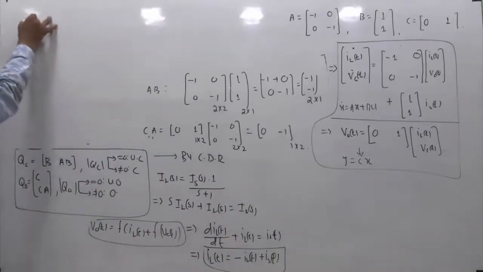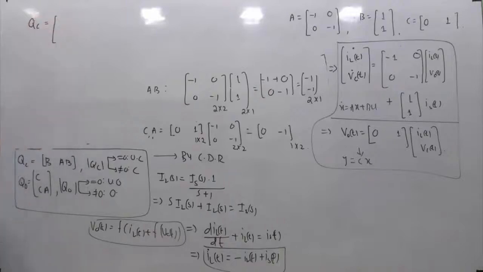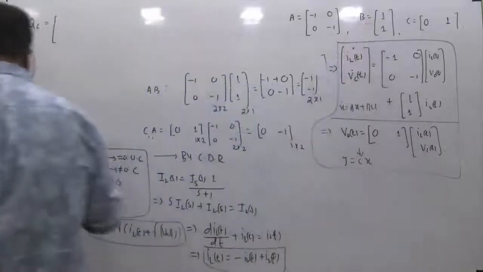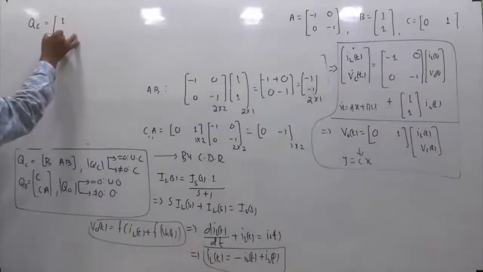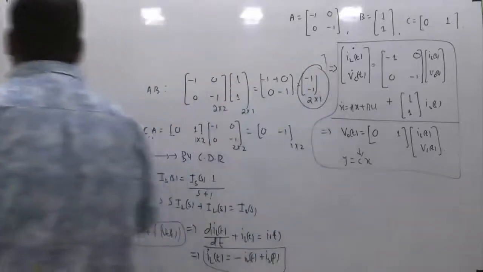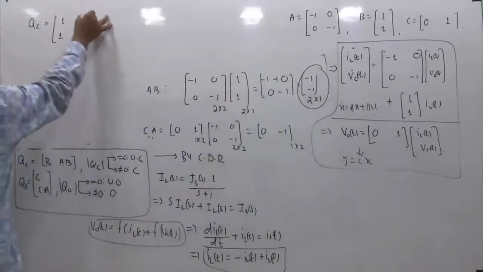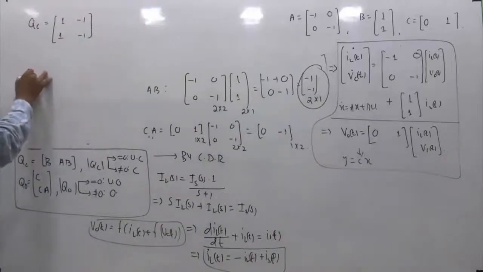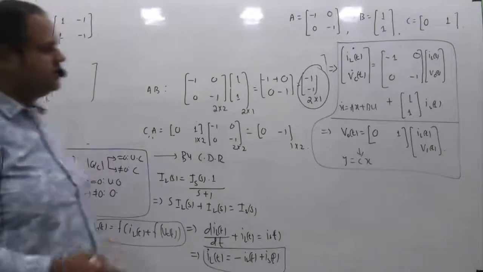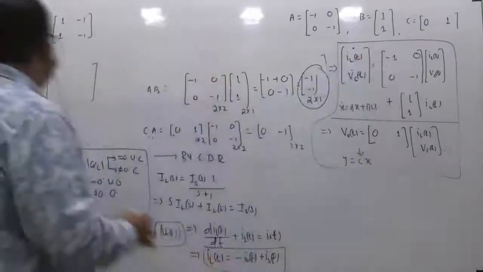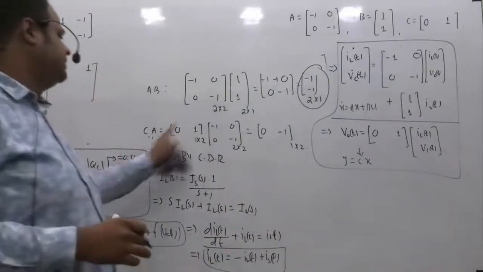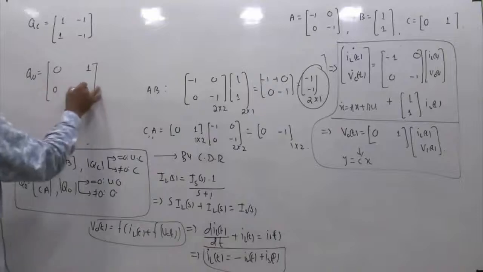So what is QC? QC is B and AB. The B matrix is 1 1, so in place of B, I am writing 1 1. Then I have AB. So what is AB? AB is this one, which is minus 1 and minus 1. Similarly, what is the observability matrix? The observability matrix is C, then CA. What is C we got? C we got to be 0 1. And next we have CA. CA we are getting is 0 and minus 1.